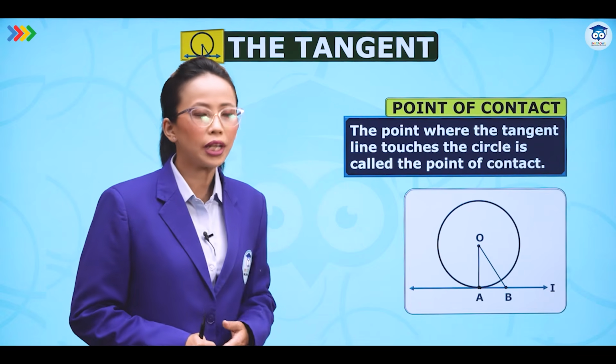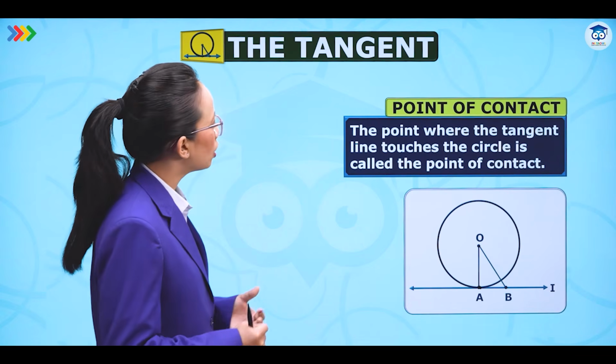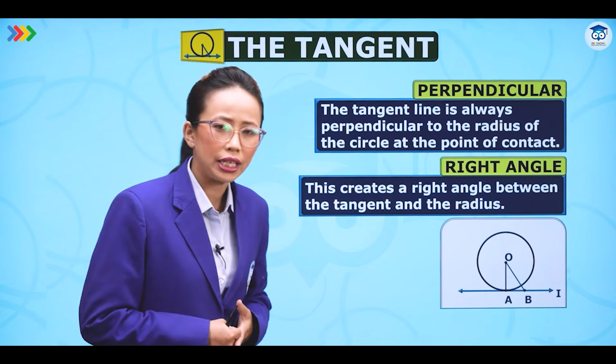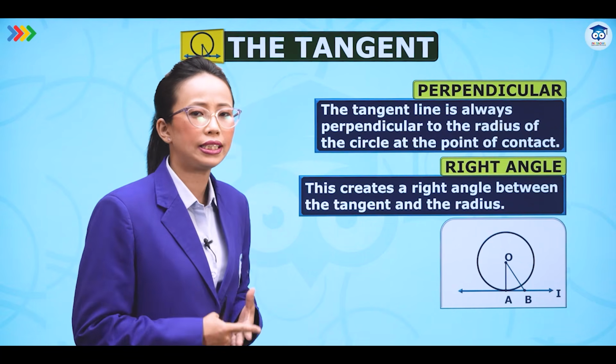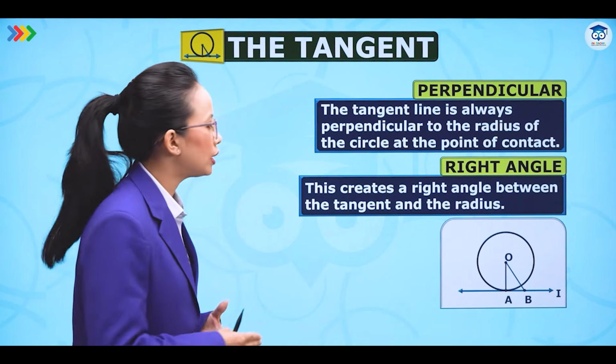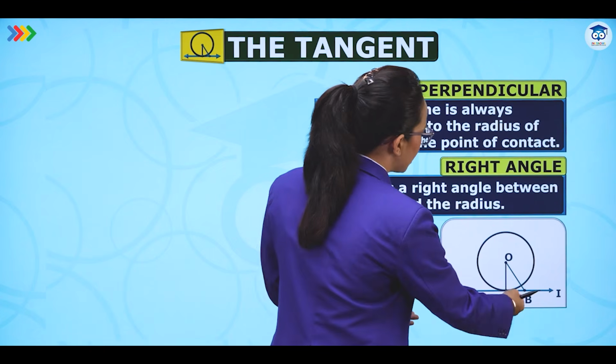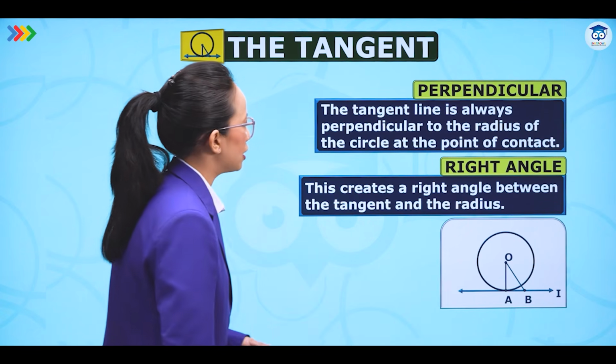Next, there is a perpendicular property which is created by the tangent and the radius. This tangent always creates a perpendicular with the radius.